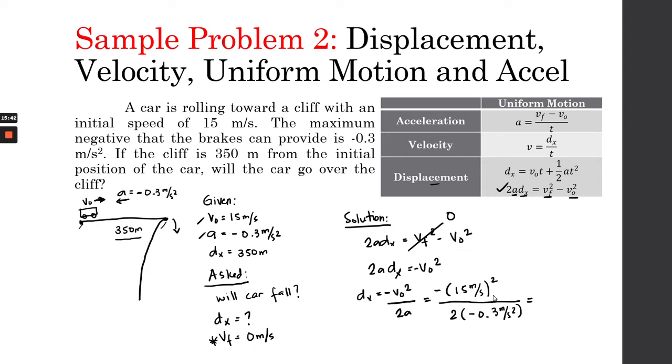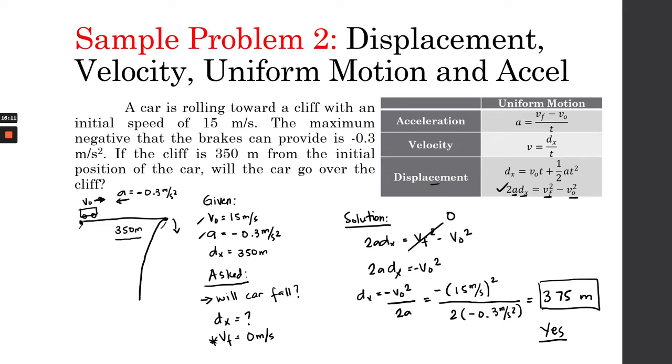So plugging that in your computer, you will be able to get that the distance that the car will stop is 375 meters. So let's answer the question: will the car fall? Will the car go over the cliff? The answer would be yes. The reason that it is yes is because it will stop at 375 meters.